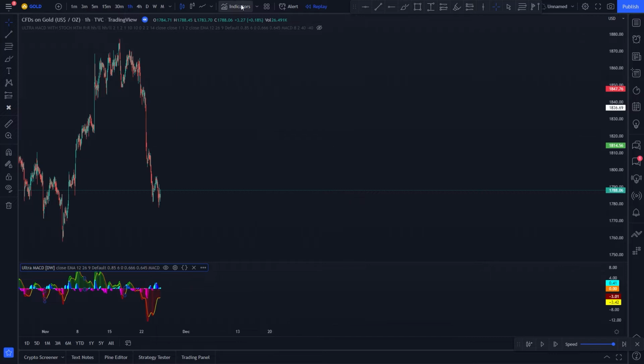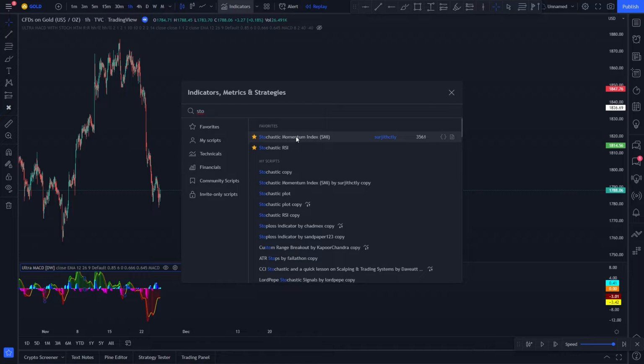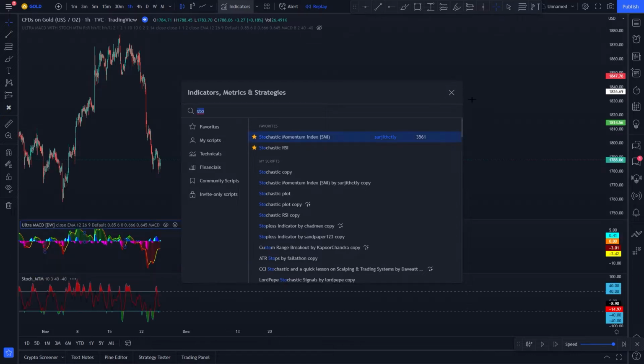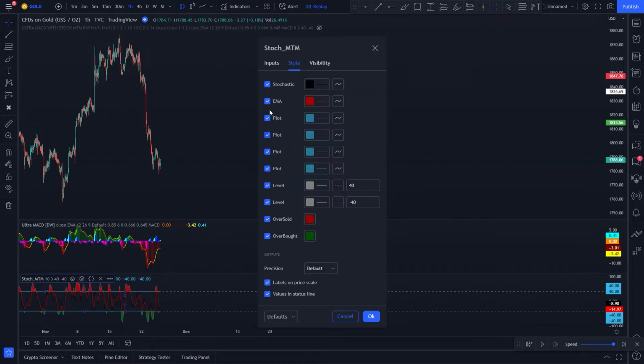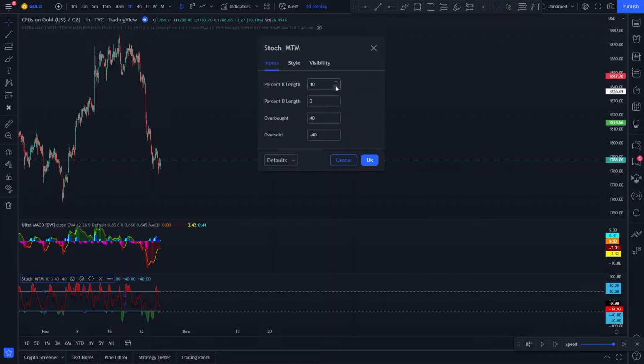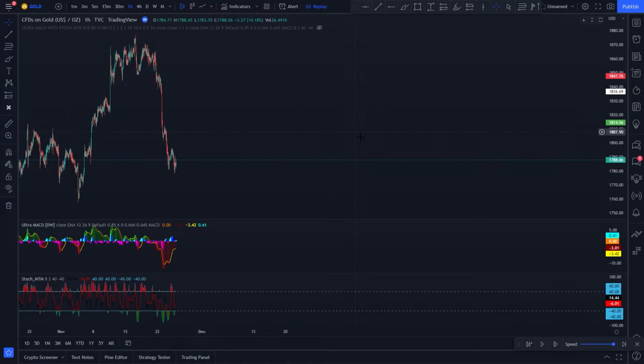And the second one is Stochastic Momentum Index. Now, we have to change some settings on the Stochastic Momentum Index indicator. Change %K length from 10 to 8, and change %D length from 3 to 2. Now our strategy is ready, let's go into the trading rules.